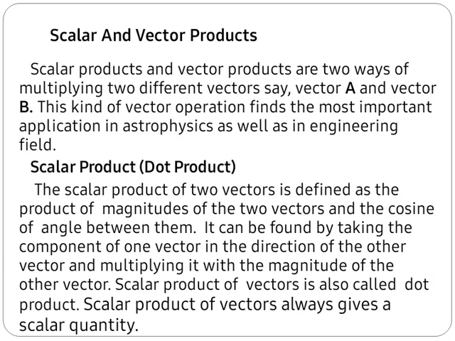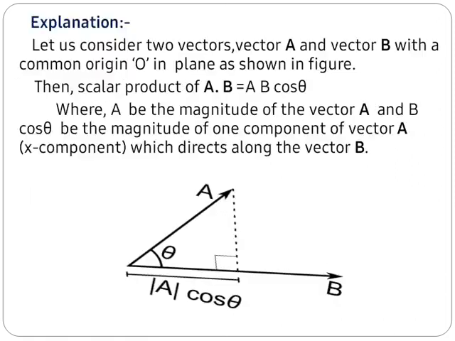What should be the nature of the scalar product of vectors? If it is a scalar or vector, it will always be a scalar quantity. It can be explained by using two vectors.